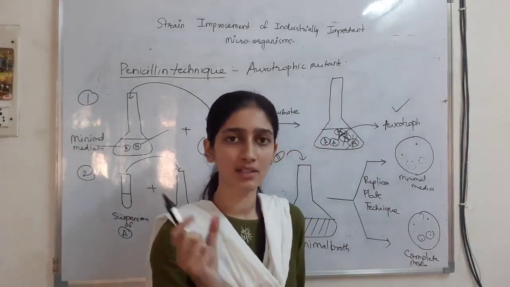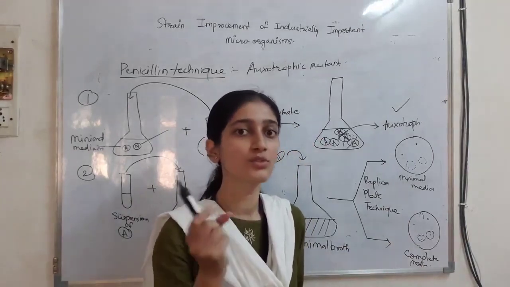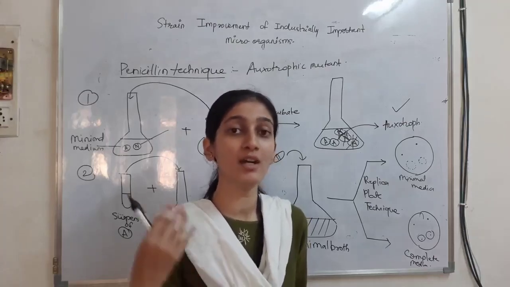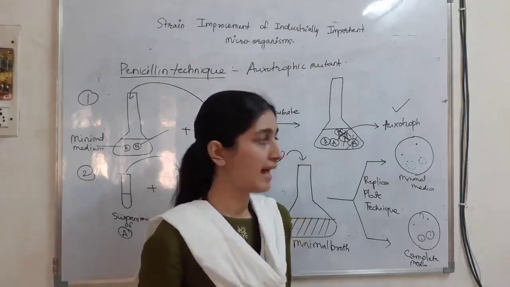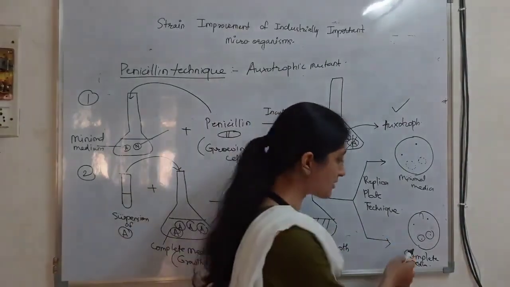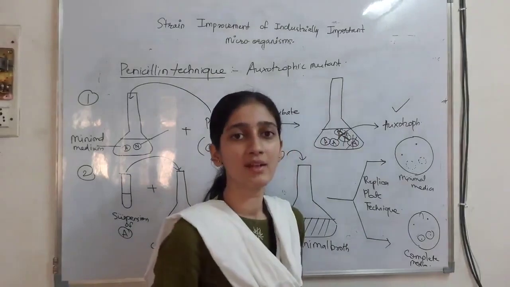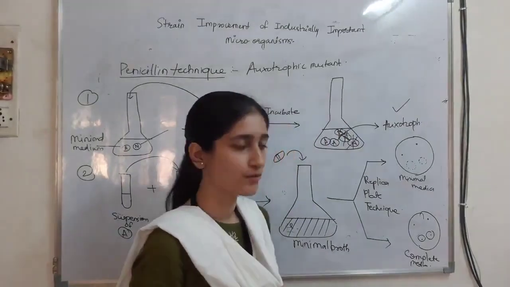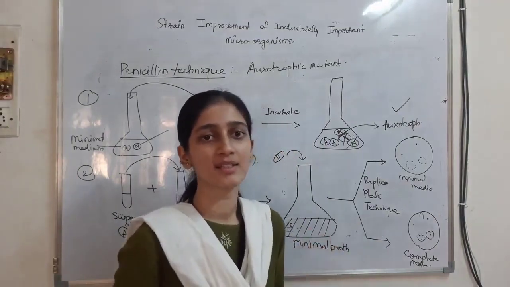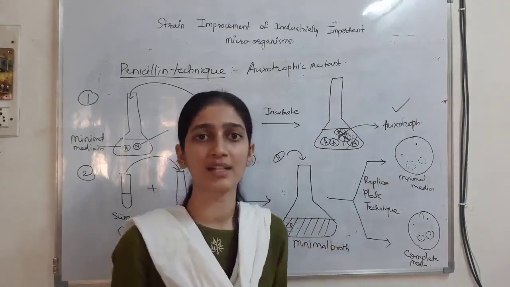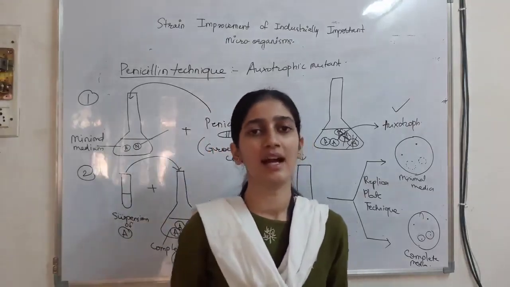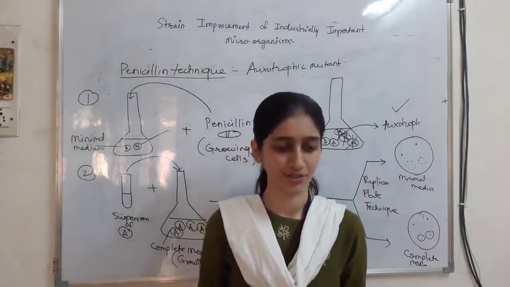Auxotrophic mutants are organisms which cannot synthesize their own growth factors, and hence they have to rely on external growth factors, and hence they don't grow on minimal media. By comparing both of the plates, we can say that this is the auxotrophic mutant, and we can select it, store it, subculture it and maintain it, and then use it industrially.